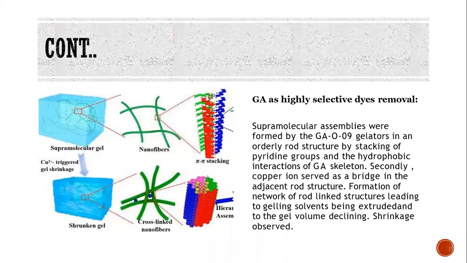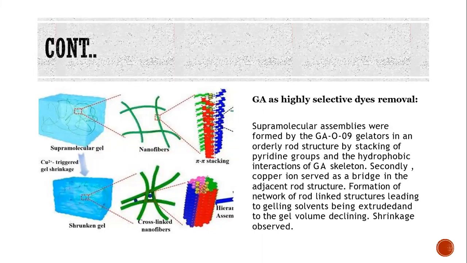Another application of glycyrrhetinic acid is highly selective dye removal, which is very commonly used nowadays. GA highly selective dye removal.